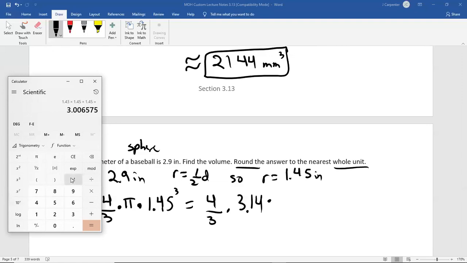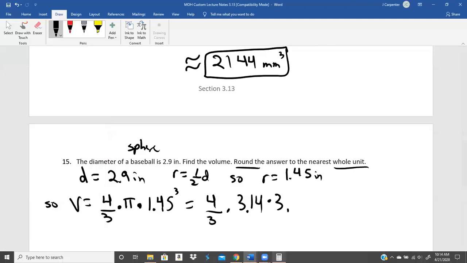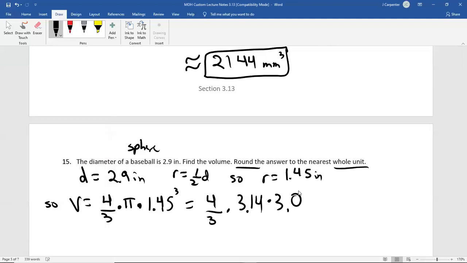And actually, that's an error. I did a 3 at first. I goofed. So let's clear that screen. 1.45 times 1.45 times 1.45. There we go. 3.048625. If I just did 1.45 cubed, same answer, 3.048625. Lots of digits.